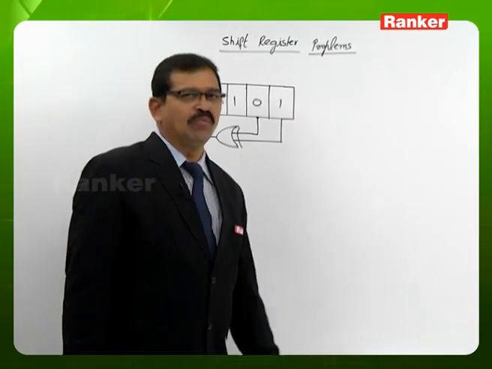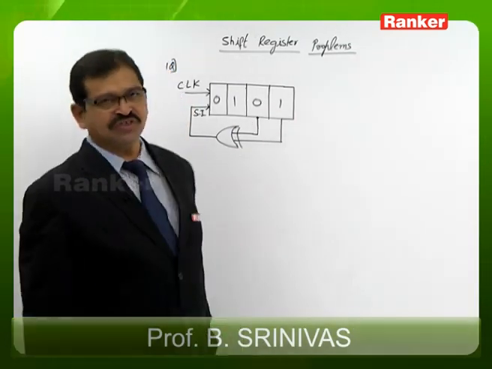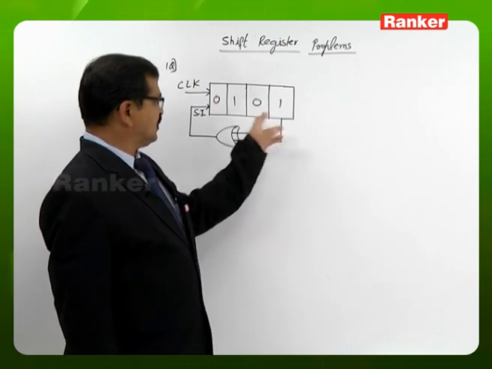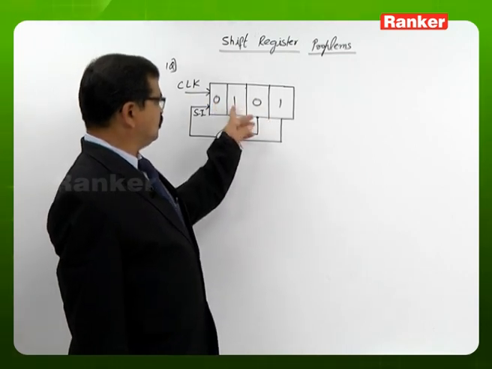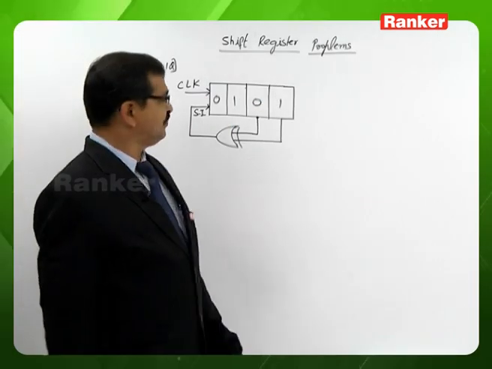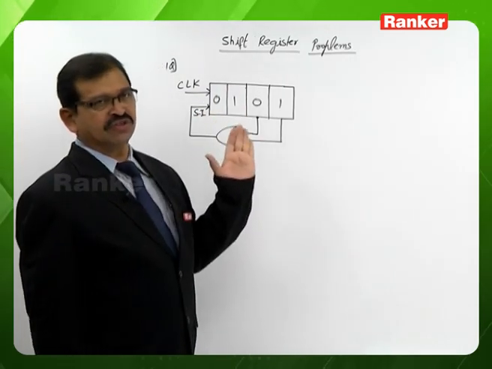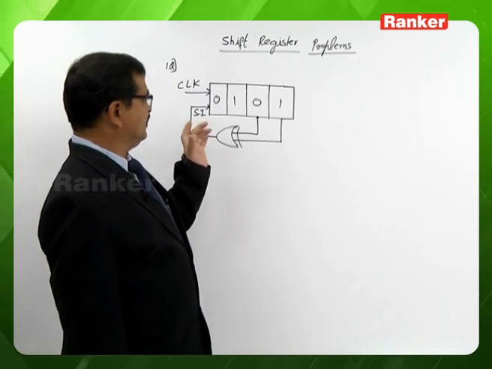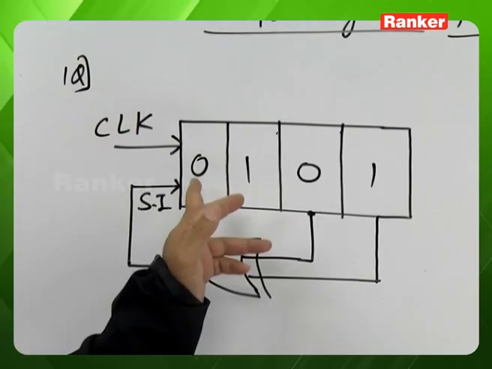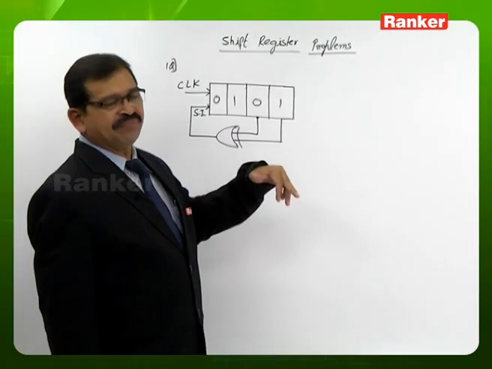Let us work a few problems related to shift registers. A 4-bit right shift register, initial content is 0101. After 2 clock pulses, what is the content of the register? It is the question. So the initial content we are looking at is 0101.